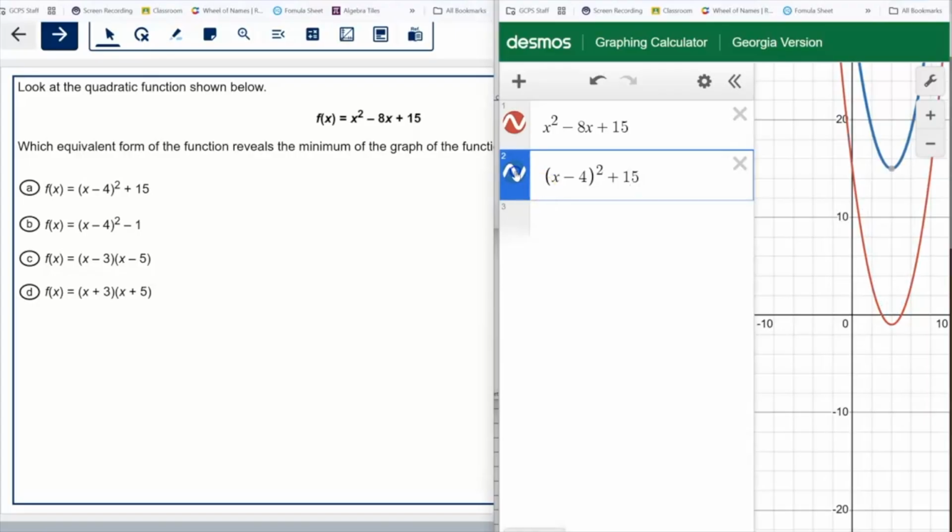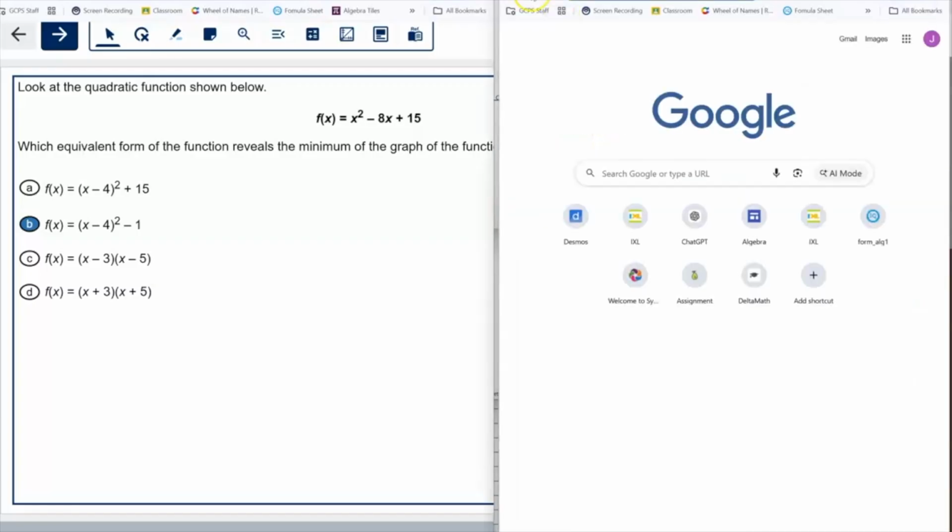Does that match? It does not, so that's not it. I'm going to mimic this one. So it's x minus 4 squared, and instead of plus 15, it's minus 1. Oop, that's the one. It matches perfectly. This is an equivalent form. And I just want to tell you, again, let me just really quickly tell you the differences here.